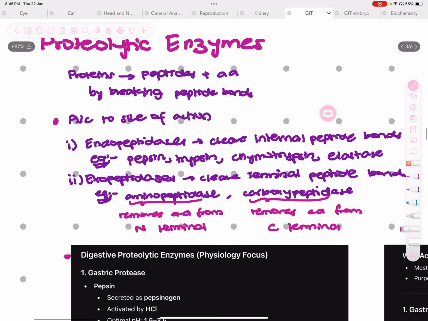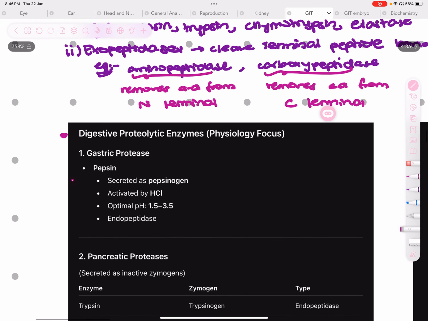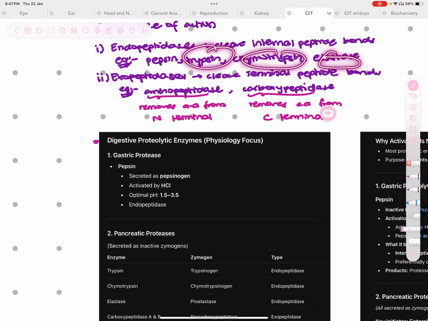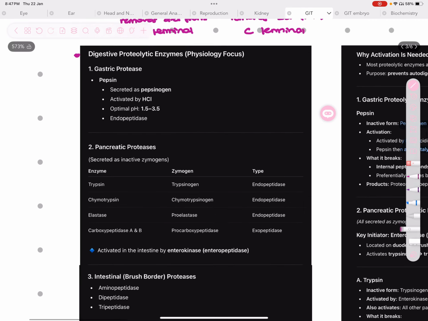Now, when you talk about the other classification, which is according to their physiological focus, you will have gastric protease, which is pepsin, because this acts only on the stomach, and trypsin, chymotrypsin, elastase, and also the carboxypeptidase. These four are basically pancreatic proteases. They act in the lumen of the small intestine. And then you have aminopeptidase, which acts on the brush border, in conjunction with the dipeptidase and tripeptidase. Alright, so let's look at this.